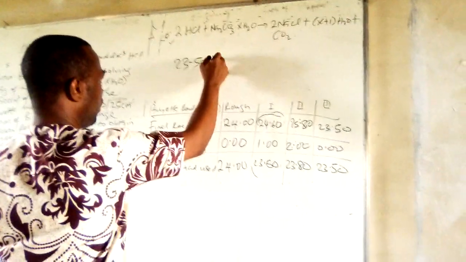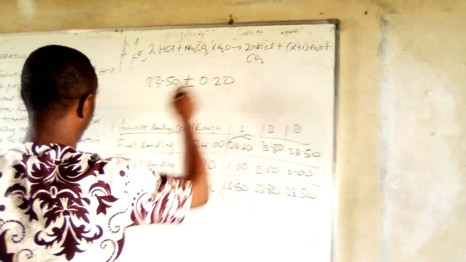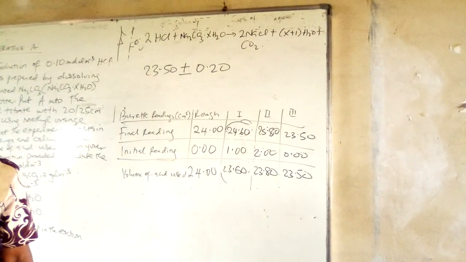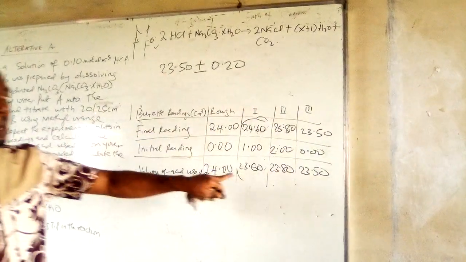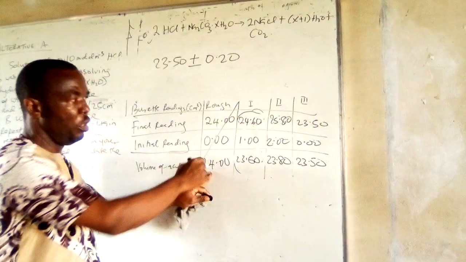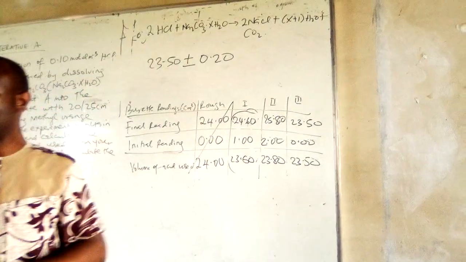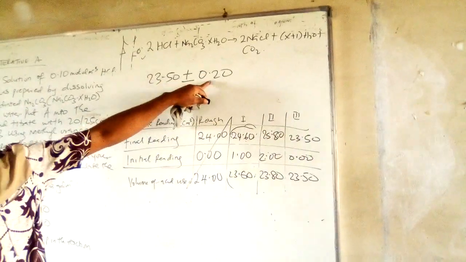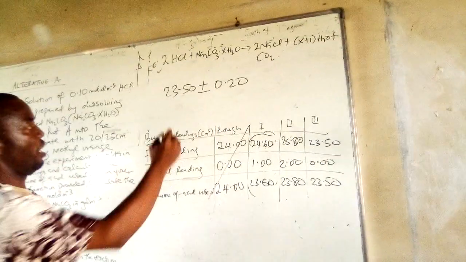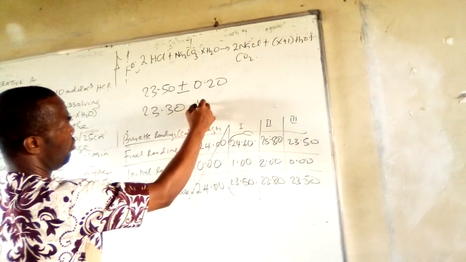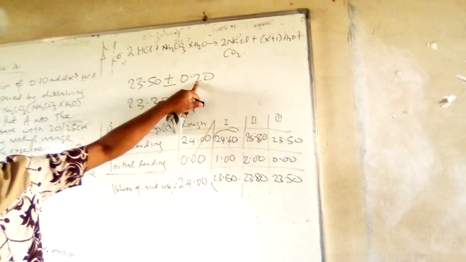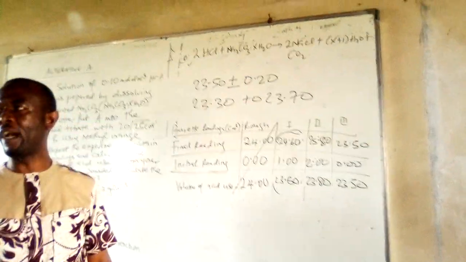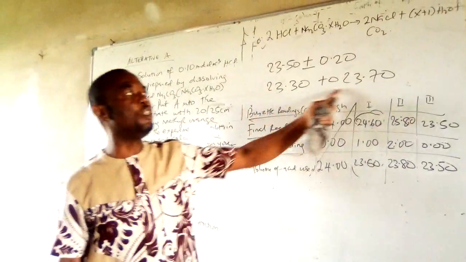23.50 plus or minus 0.20. That 0.2 is the limit of accuracy. Are you following it now? 23.5, the least among them, ignore the rough one, for the rough one is not used. The least among the other values plus or minus 0.2, that you get your boundary. 23.5 minus this, what do you have? 23.3. Are you following? 23.5 plus 0.2, what do you have? 23.7. You go to your table. The readings you're going to choose, the titer values must be within this range.